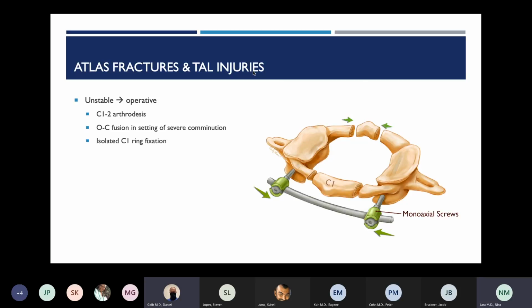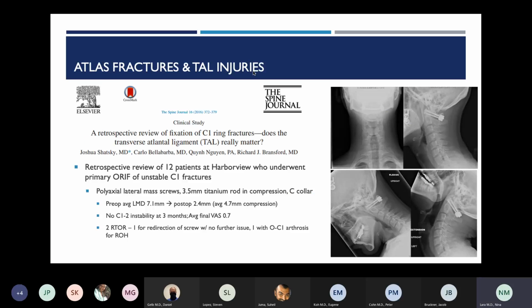Okay. There's also newer literature from Dr. Bransford and Bellabarba for these isolated C1 ring fixations. For what they term the lateral mass or sagittal split fracture, they use these monoaxial, actually even polyaxial screws to internally fixate the C1 ring. And so this is their study. It's a retrospective review of 12 patients who underwent this C1 fixation.